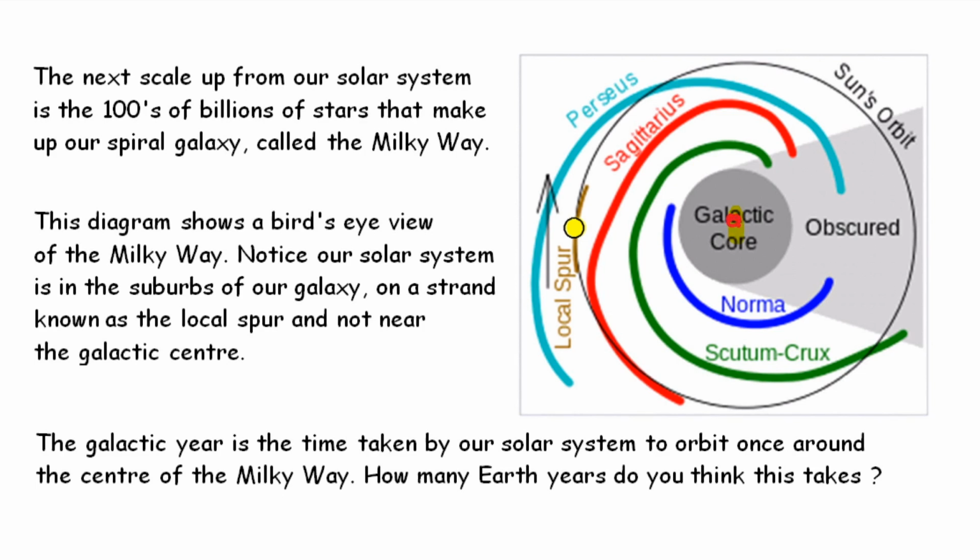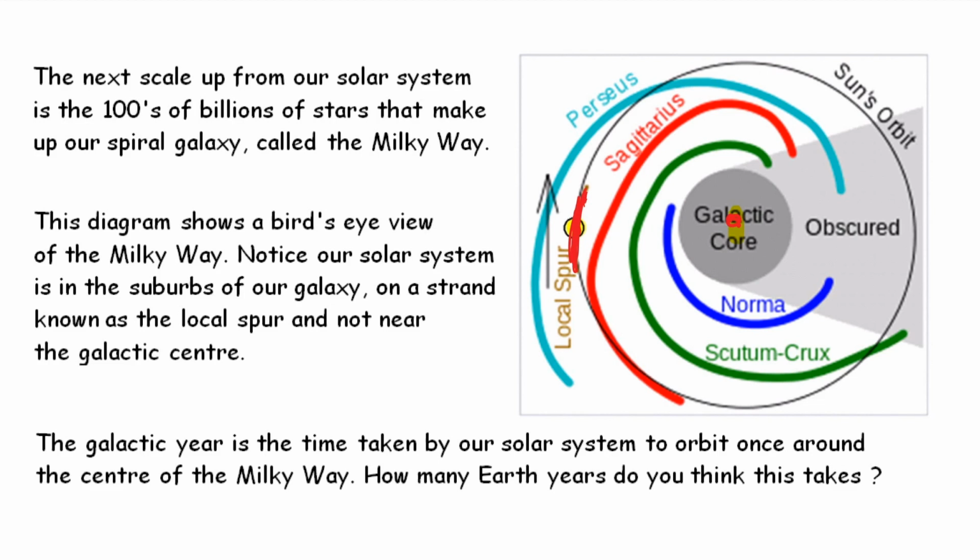our Sun, I should say, is shown here. Notice our solar system is in the suburbs on a strand known as a local spur. So it's local spur, not local spar, local spur. That's the path on which it's moving. Other shops are available, of course.